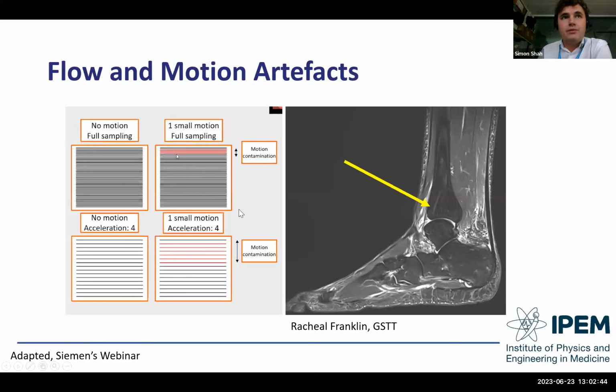When there's motion or if there's flow, it starts to contaminate that K-space more because you're skipping more lines of K-space. So you then get to see these sort of flow artifacts appearing and ghosting across your image. So again, you've got to be careful whether or not you apply some sort of flow compensation or whether or not you look at a different combination of acceleration parameters.